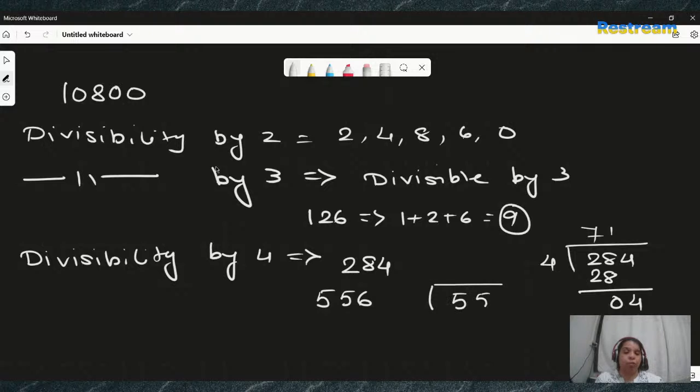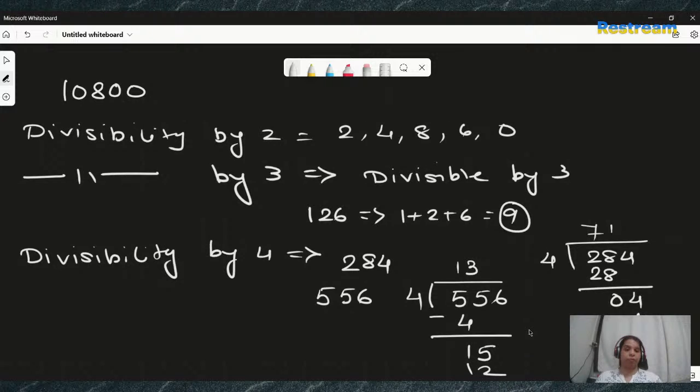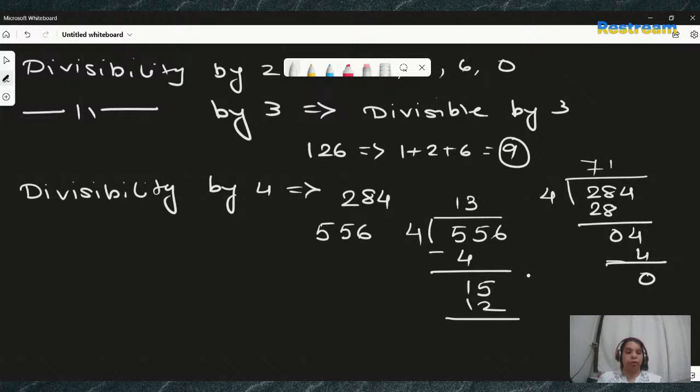Since it is 4, it has to be an even number. So 1 times 4 is 4. 1 carry, 5 comes down. 4 times 3 is 12. So we get 3 and the 6 comes down. And then 4 times 9 is 36. 0. So 556 is also divisible by 4 because 56 itself is divisible by 4. Okay, so 556 is divisible by 4 because 56 itself is divisible by 4.